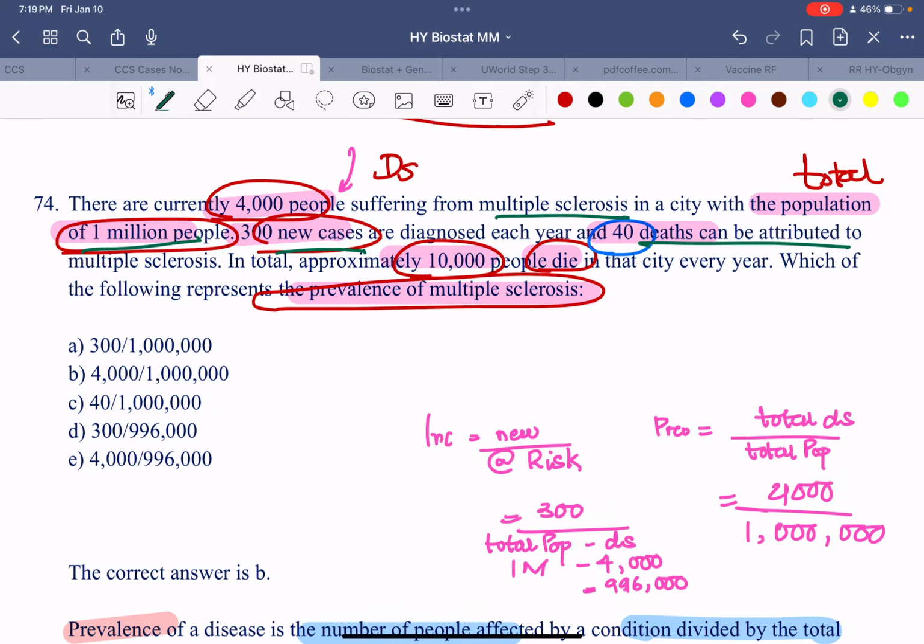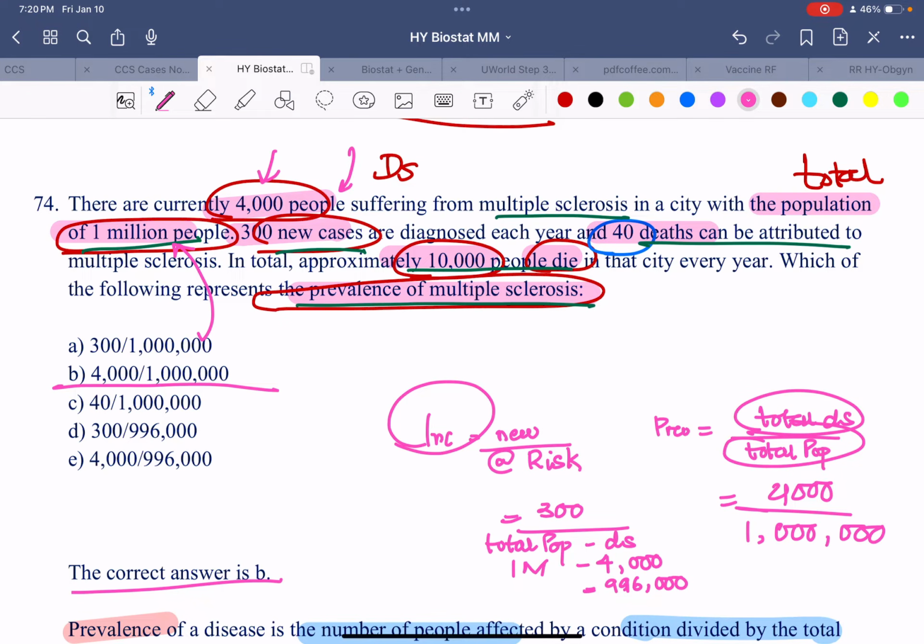In total, approximately 10,000 people die in that city every year. Which of the following represents the prevalence of MS? So for prevalence, you have to know the formula, that it is basically equal to the total number of people who have the disease divided by the total population of that particular city. So the total number of people who have the disease is 4,000 and the total population of that city is approximately 1 million. So our answer would be 4,000 divided by 1 million, which is B.